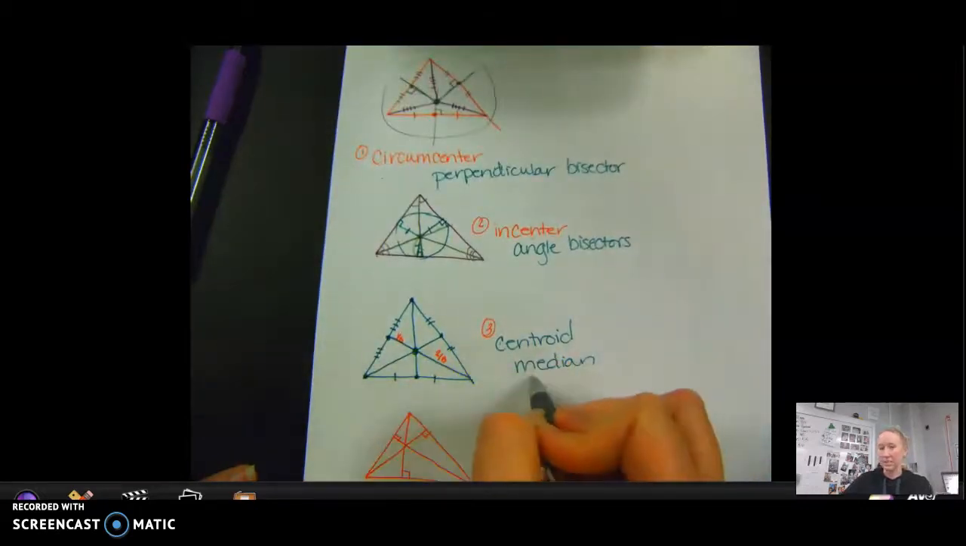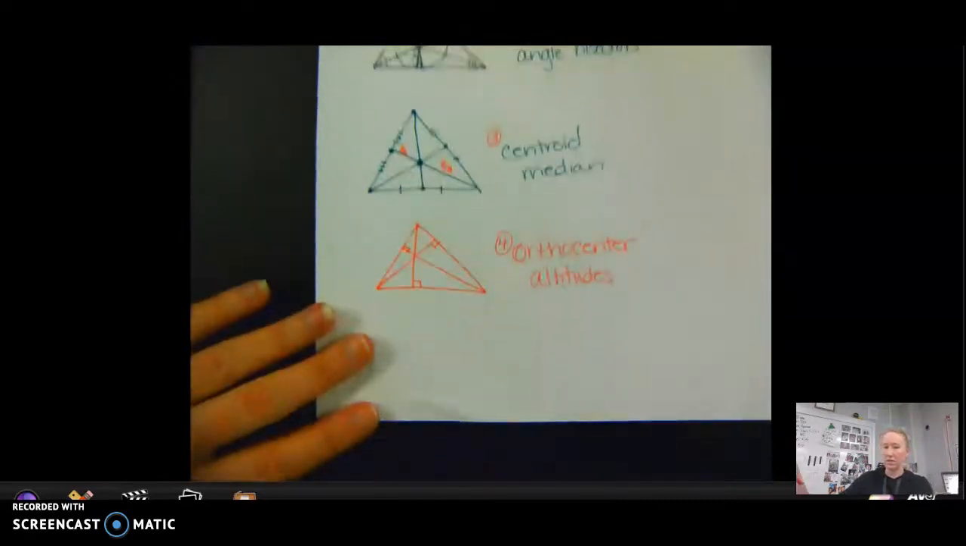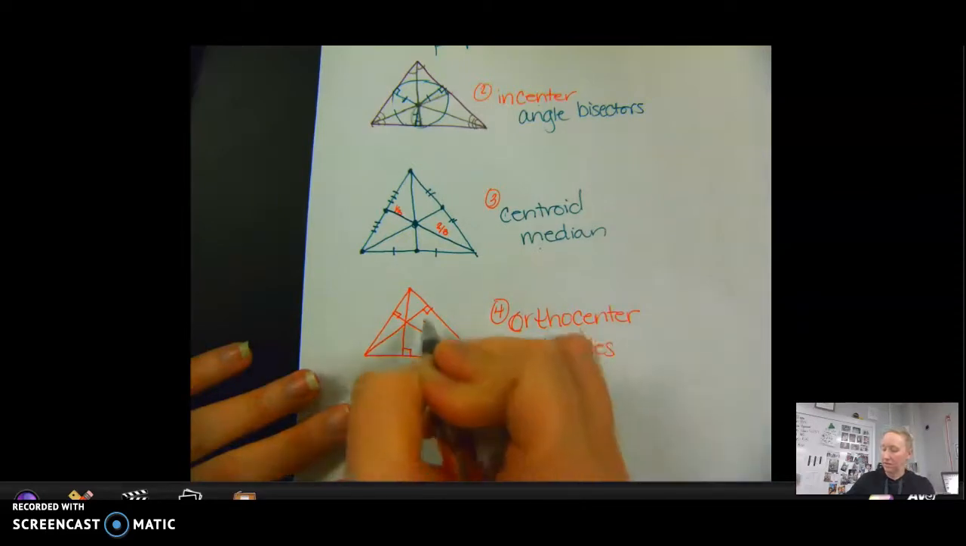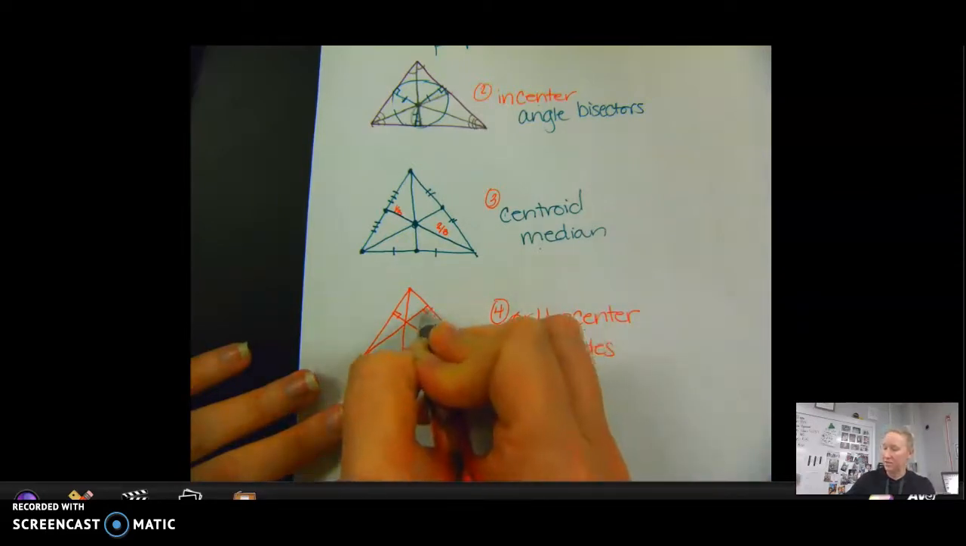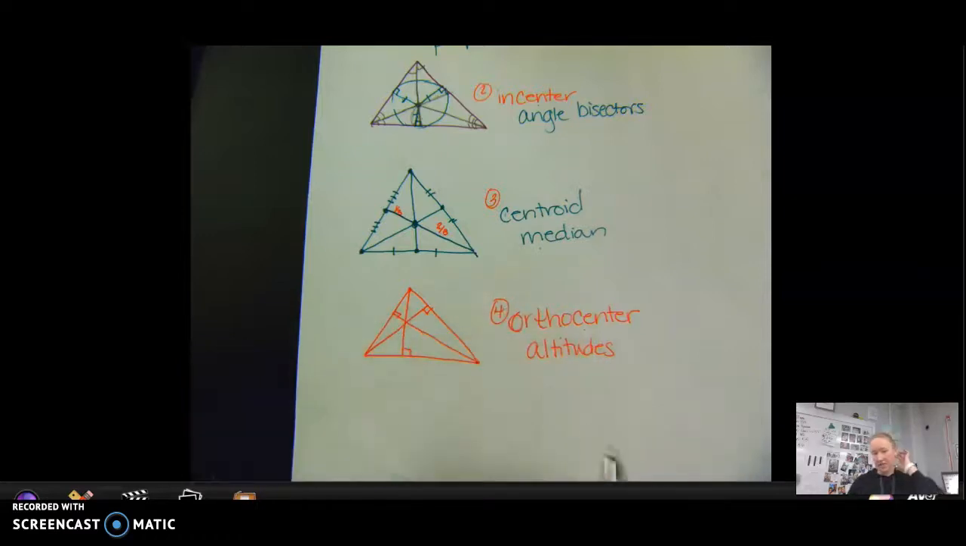Centroid is made from the medians. That's what we talked about today. It goes 1/3 section, 2/3 section from the centroid, or this is a half of this. And then we have the orthocenter, which is our 3 altitudes meeting at a point of intersection called the orthocenter. Altitude goes from the vertex to the opposite side at a 90-degree angle. Okay.